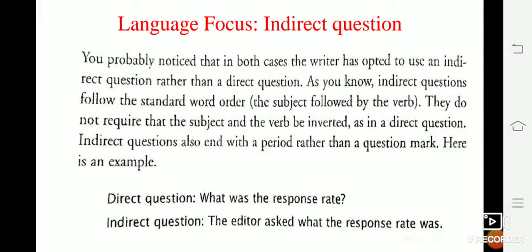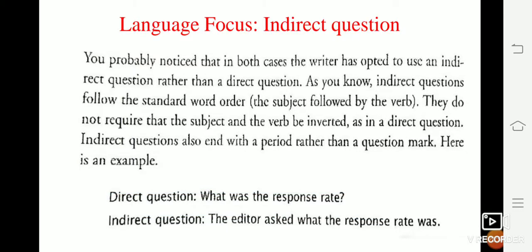Everyone, please look at here. You probably noticed that in both cases, the writer has opted to use an indirect question rather than a direct question. As you know, indirect questions follow the standard word order, subject followed by the verb. They do not require the subject and the verb to be inverted, as in a direct question. It means we do not need to use an auxiliary verb to invert. For example, usually you say, "Can you tell me the time, please?" This is a direct question. But for an indirect question, "I don't know if you can tell me the time." You don't put "can" before you. So an indirect question also ends with a period rather than a question mark.